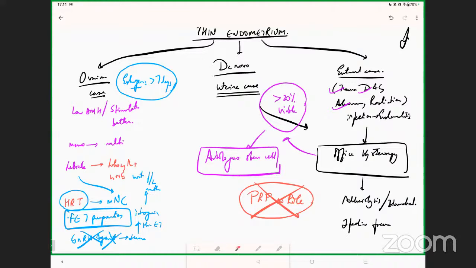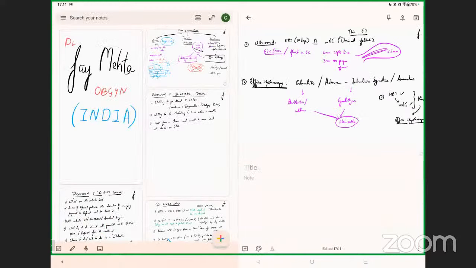So if you plan to do some justice to the patient, then the best justice is going to be done by giving stem cell therapy to the patient. All right, this is something which you should keep in mind about the treatment of thin endometrium. Not to complicate it further, I just wanted to show.